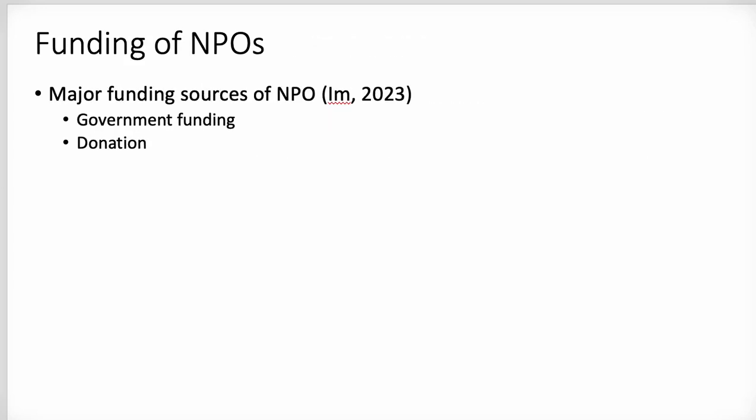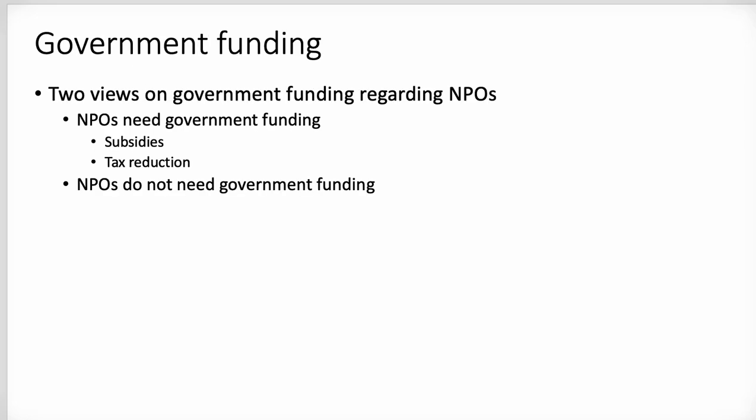And let's move on to the funding side of the NPOs. There are two major funding sources of NPOs, which are government funding and donation. So there are two views on government funding regarding NPOs. The first is that NPOs need government funding, and the second is that NPOs do not need government funding.